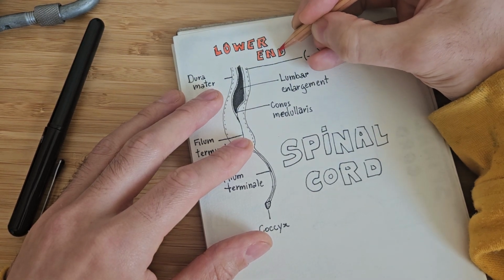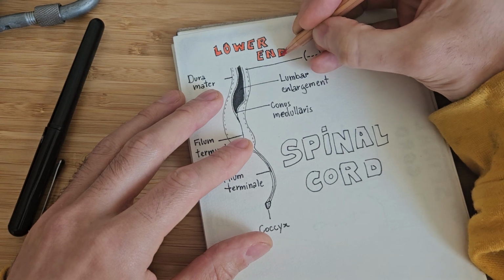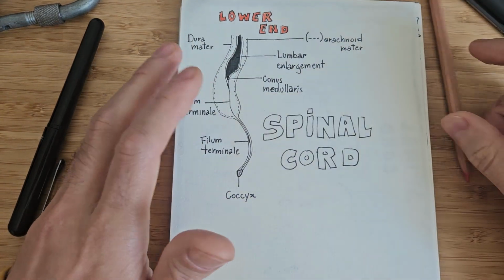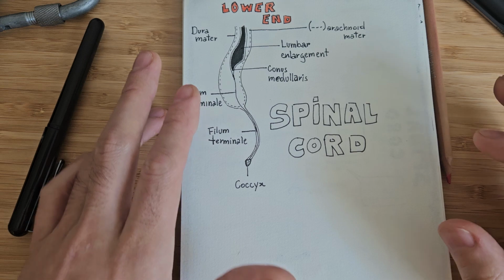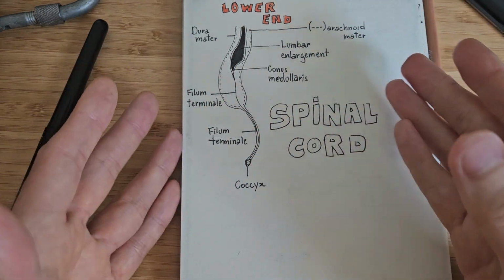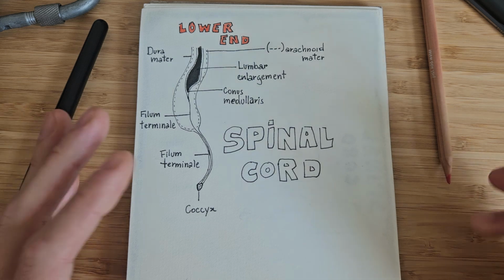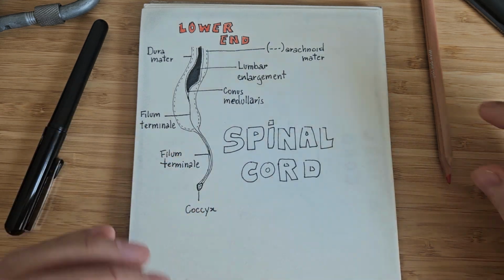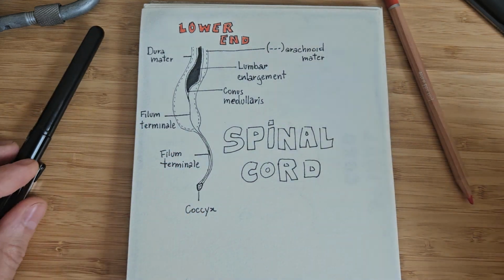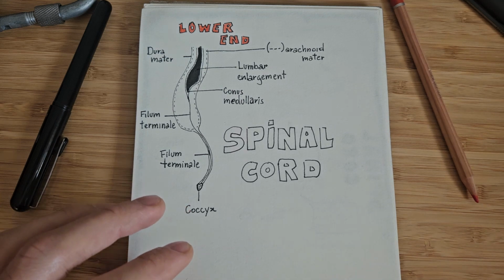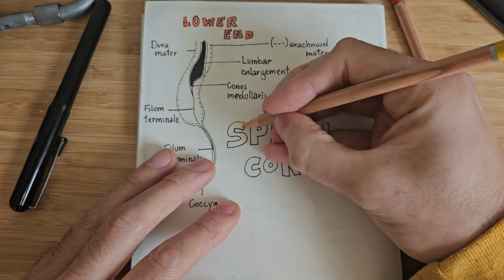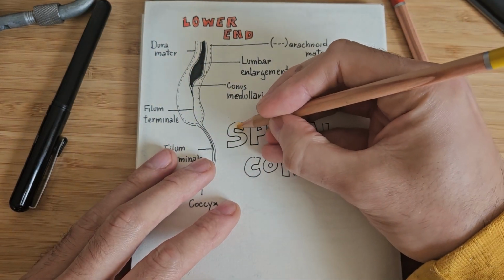This is my sketch note for the spinal cord, where I am actually showing you and studying with you the lower end of the spinal cord. And here we have, I'm gonna use the yellow one for the spinal cord.